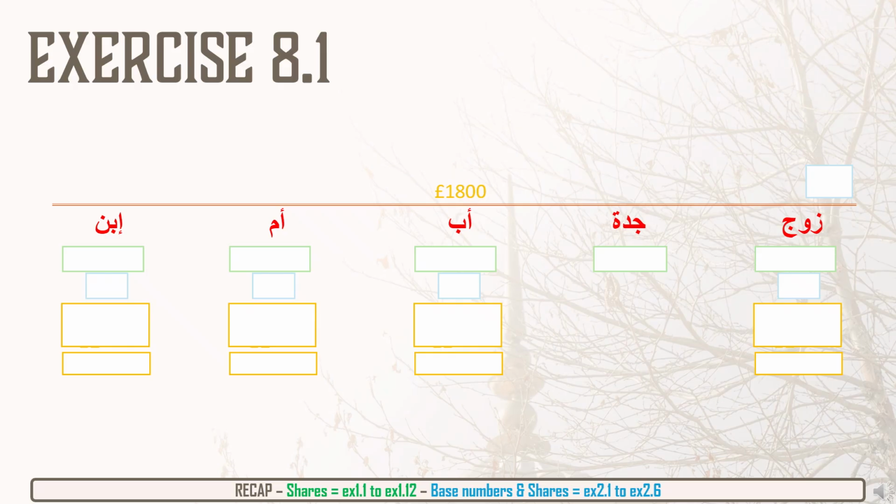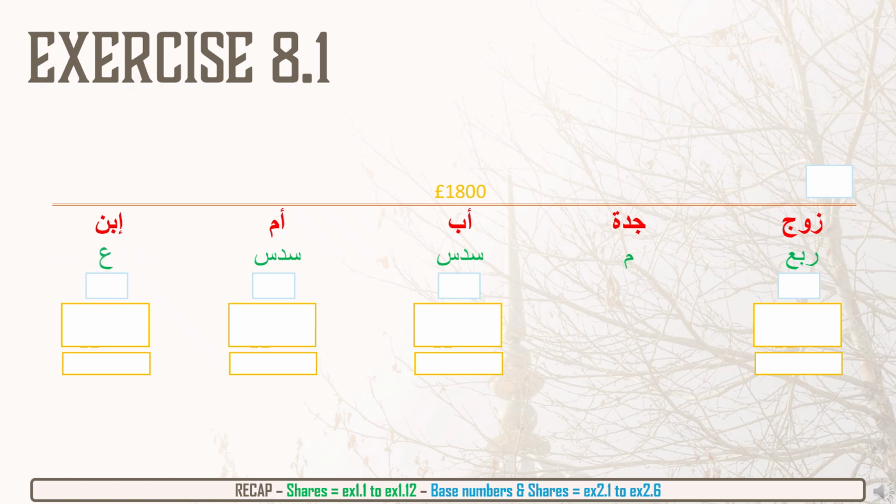The husband will get a quarter since there's a child. The grandmother will be mahjub because the mother is there. Remember, whenever there's a mother, then all grandmothers will be mahjub. The father will get a sudus since there's a son. The mother will get a sudus as well since there's a son. And the son will get asaba.